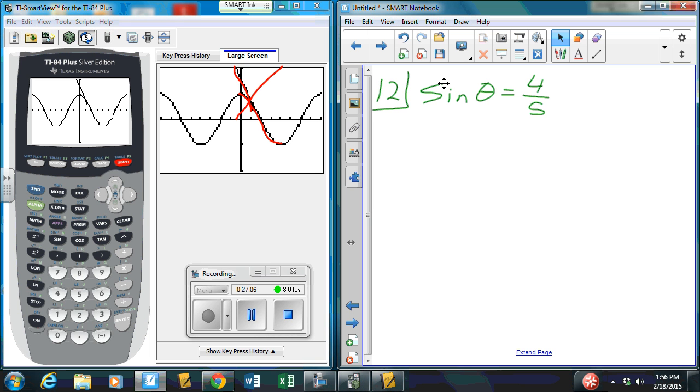You guys remember what a coterminal angle is? Let's review it really quickly. What is a coterminal angle? Same angle, different direction, same terminal side is what it means, right? It has the same terminal side.